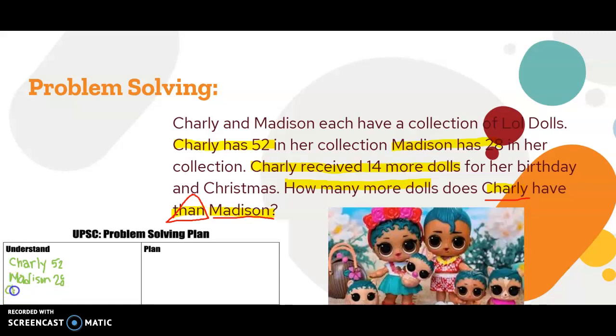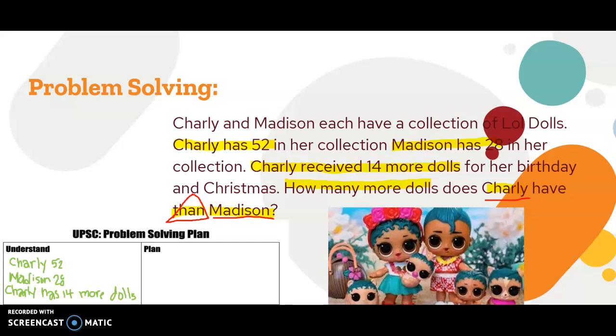So I'm going to write Charlie has 14 more dolls. So I know that Charlie has 52 dolls already in her collection. I know that Madison has 28. I also know that Charlie has 14 more dolls in her collection.